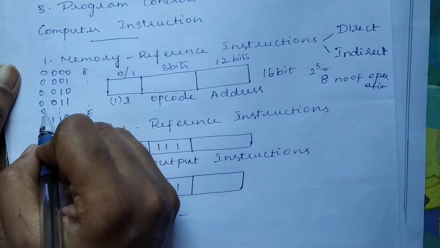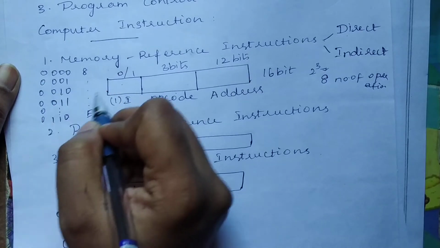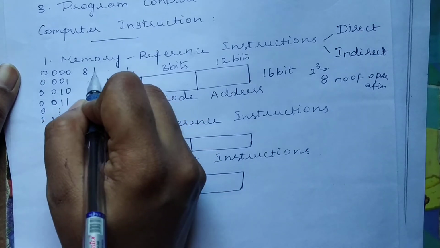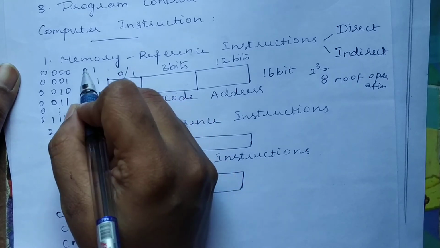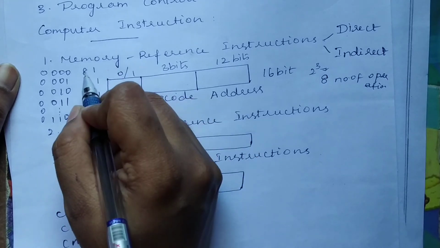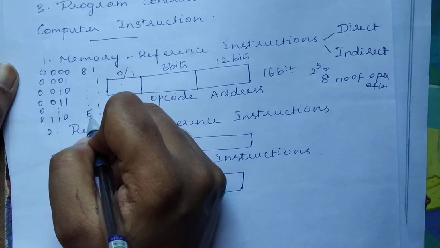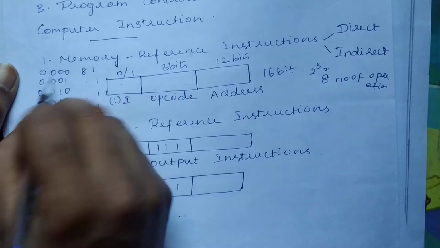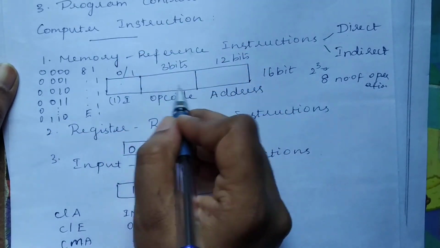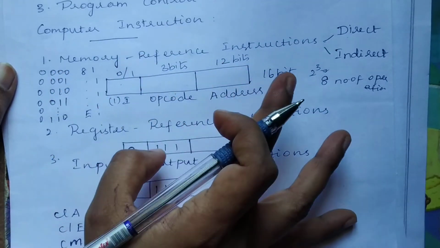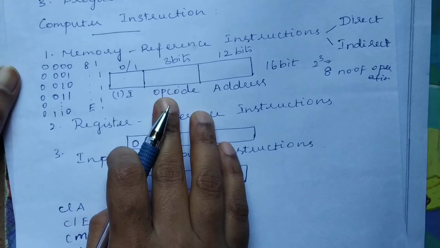So if it is direct address, it will be represented from 0 to 6, and for indirect address, the I value could be 1. The remaining opcode values will be represented as 8 to E. Then that particular AND, add, load or move instruction will be executed according to these values. This is about memory reference instruction.